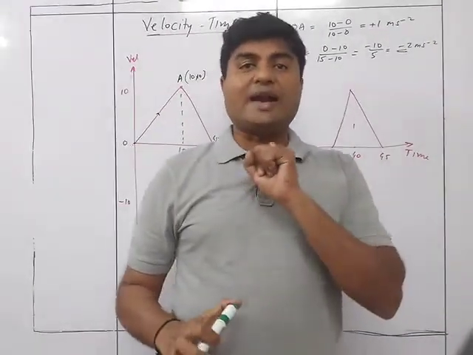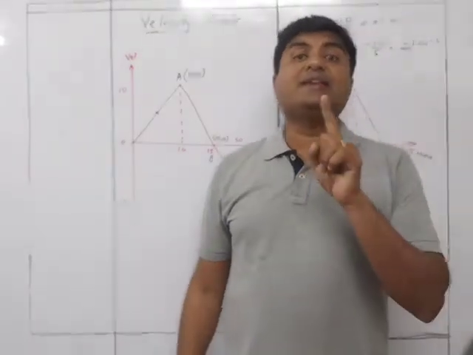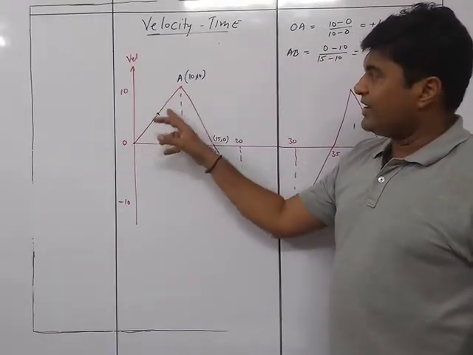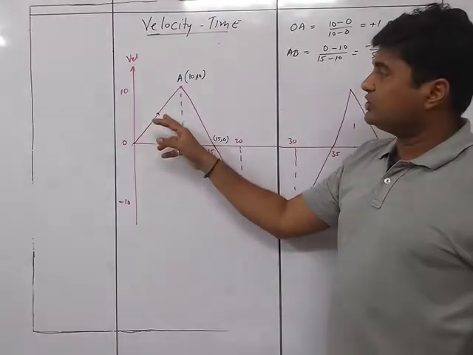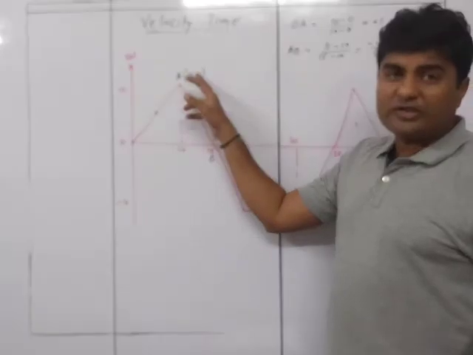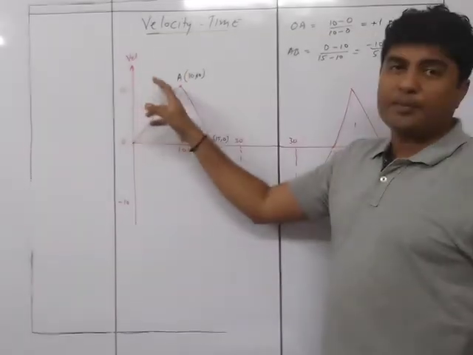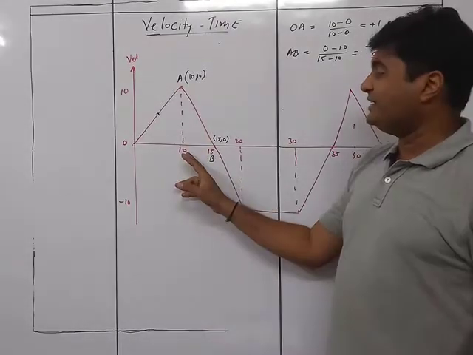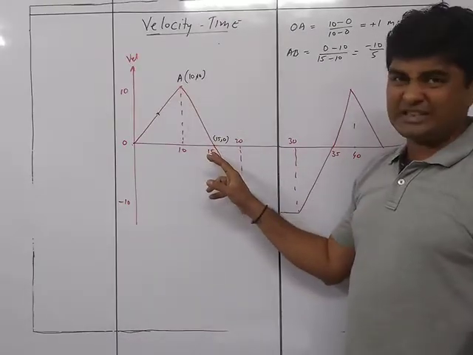What does this negative sign indicate? It indicates retardation. A body which was traveling at a high speed, its speed was increasing, and increasing, it reached up to here. After reaching there, that is, after reaching the speed of 10 meter per second, the brakes were applied, and in 5 seconds it came to rest.